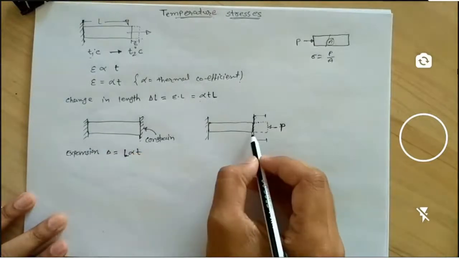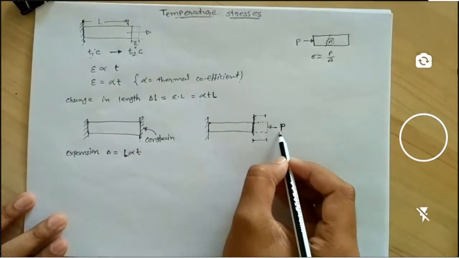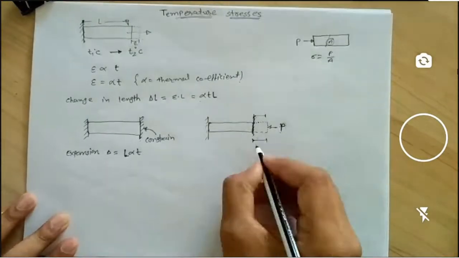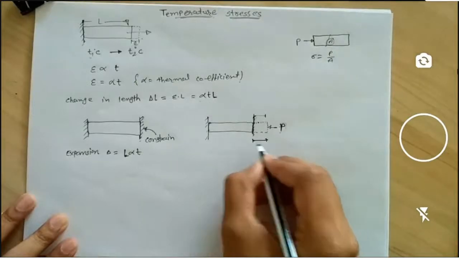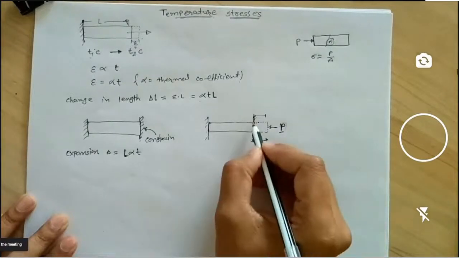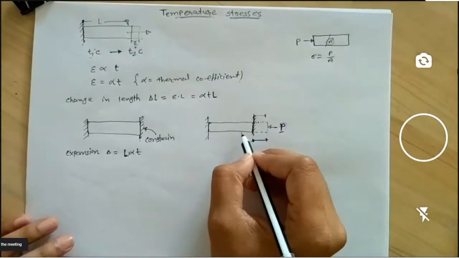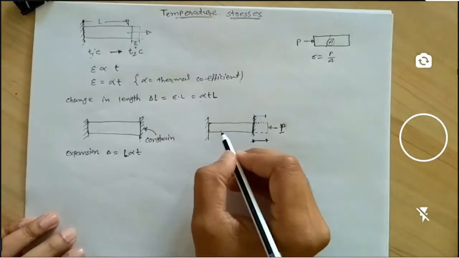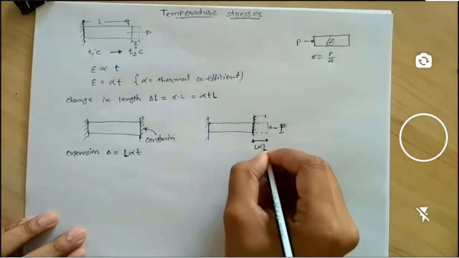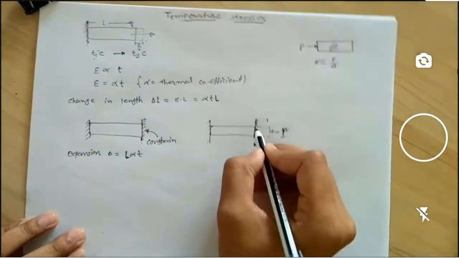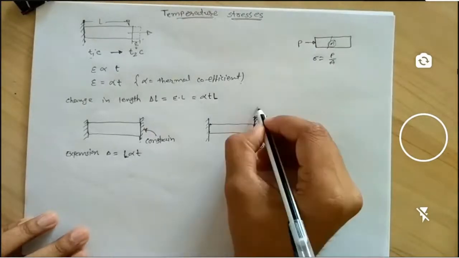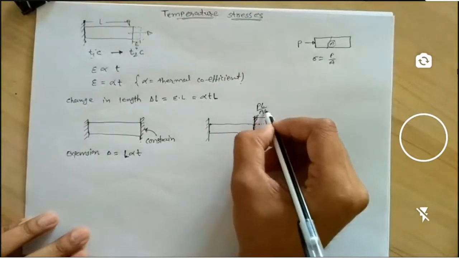This means the support cannot allow the expansion of the member. According to this force P, stresses are generated within the member. Whatever expansion is required due to the temperature changes, according to that, an external force is applied by the support on the element and stresses are generated, and it is known as temperature stress. So here the expansion L alpha T is due to the temperature variation, and this support provides the external reaction in this direction, and it can decrease the length by PL by A.